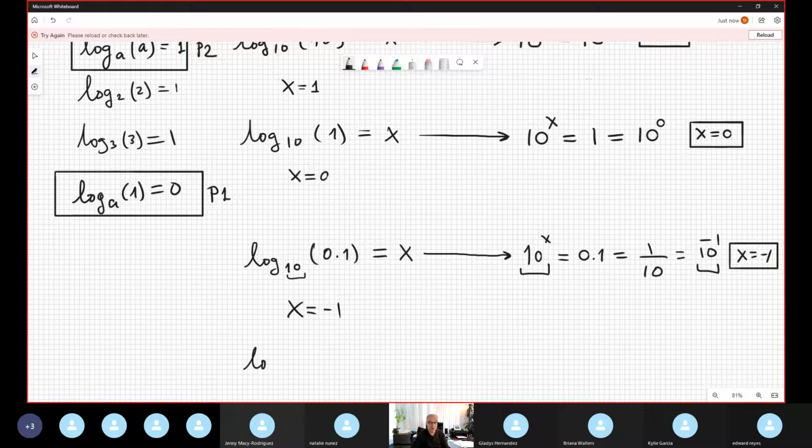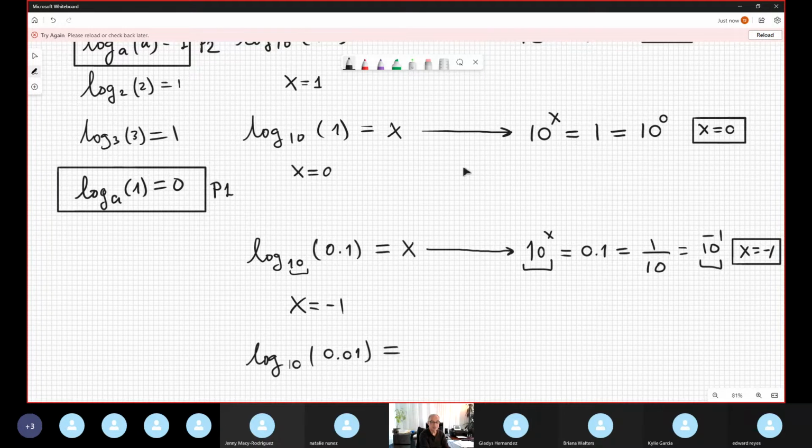One more for a moment, and that's it. Suppose 0.01. What is the answer of this, using a similar idea?